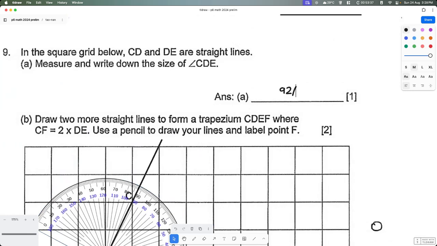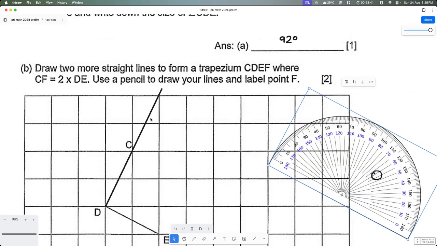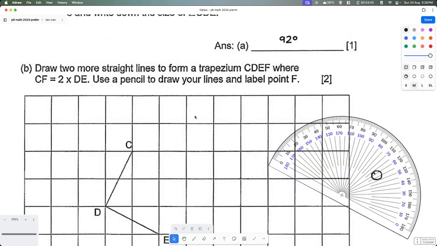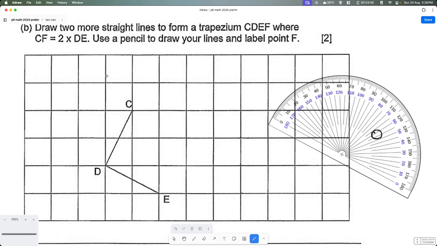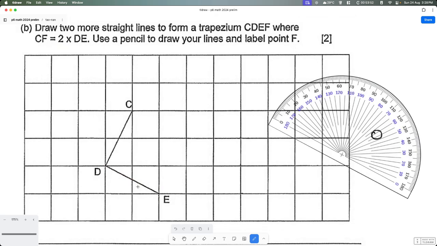92 degrees. Okay, so now the next part is we want to draw two more straight lines from here to form a trapezium CDEF, where CF is equal to 2 times DE. So CDEF, so F is over here. So CF will be here, then DE is over here. So it's 2 times of this.